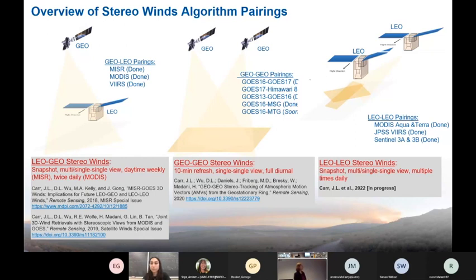Of course, the LEO-GEO has some of the highest spatial resolution, but lower temporal resolution as compared to GEO pairings. And now we're getting into the LEO pairings. And here we pair MODIS, Aqua, and Terra with VIIRS, as well as Sentinel 3A and B. And that's already been included into the algorithm. And here we have the different literature for each of the types of pairings. And you'll see the LEO is the latest, and it's in progress right now.